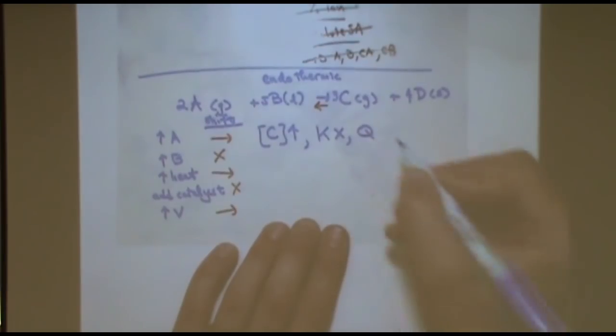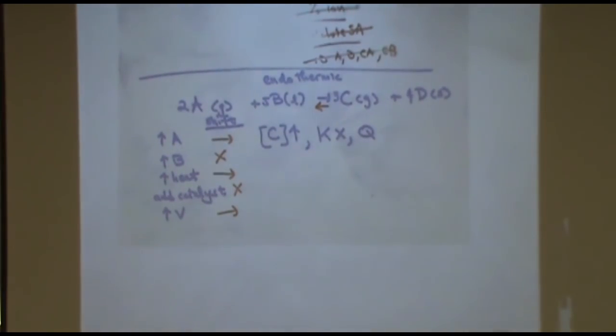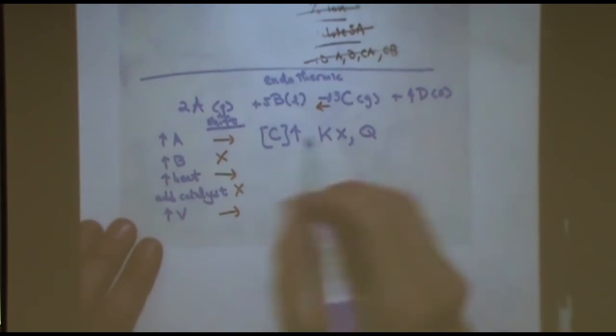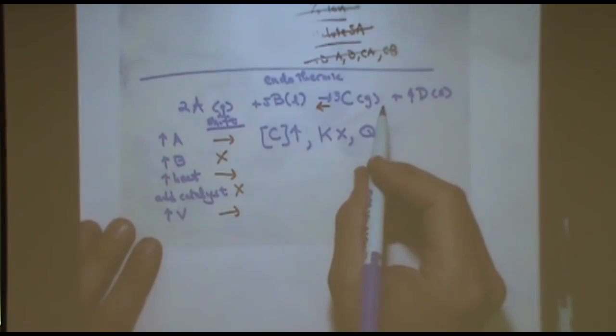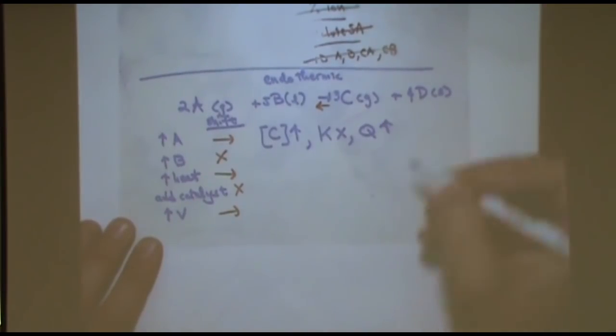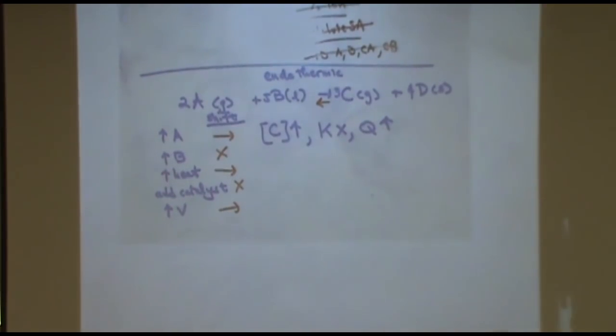What will happen to Q if it shifts to the right? Goes up or down? Well, if it shifts to the right, there's more product, so it has to go up, right? More products over reactants.